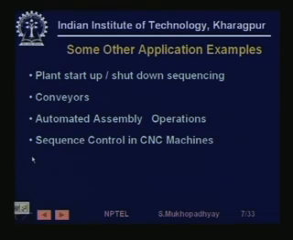Similarly, sequence control in CNC machines, where depending on the geometry of the part to be cut, and depending on the machine configuration, sometimes you have to move the bed this way, sometimes that way, sometimes you have to extract the spindle up, you may have to change the tool, you may have to switch on some lubricant flow. So various kinds of supervisory control actions must be specified.